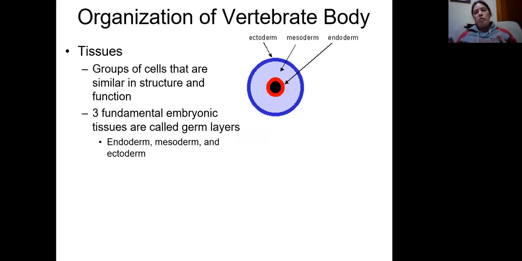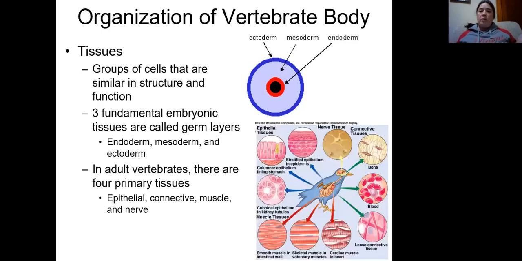Now, as the animal matures, those embryonic tissue types then also mature into adult tissue types. And so the adult tissue types we're going to be talking about today, there's 4 adult tissue types in vertebrates. Those are the epithelial tissue, connective tissue, muscle tissue, and nervous tissue. And every vertebrate animal is made up of these 4 tissues. And in any given organ that you're looking at, you usually will find multiple of these different tissue types.